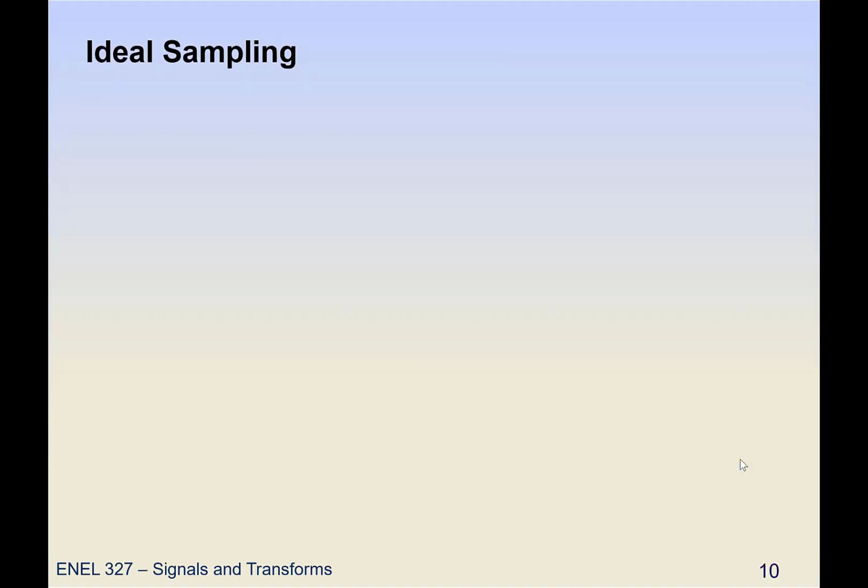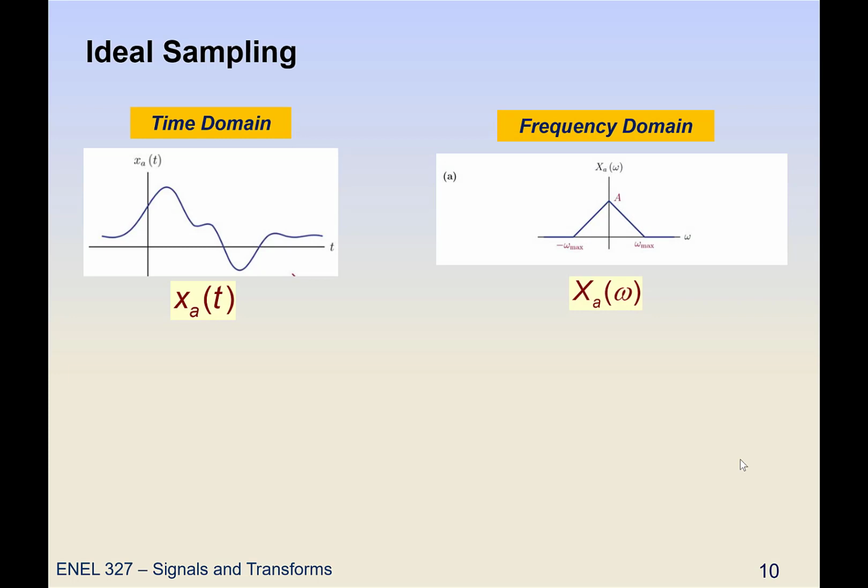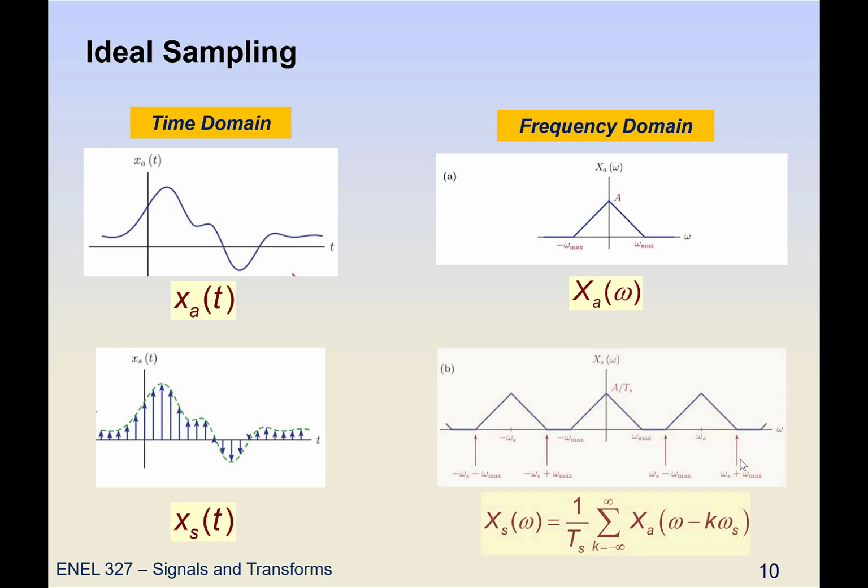So let's think about what this looks like in the frequency domain. First off, the time domain of our original signal looks like this. Let's assume that the frequency domain of that signal looks like this. Now the time domain of our sampled signal looks like this. What does the frequency domain look like? Well, we just get shifted copies of the original spectrum. That's what this expression is saying.